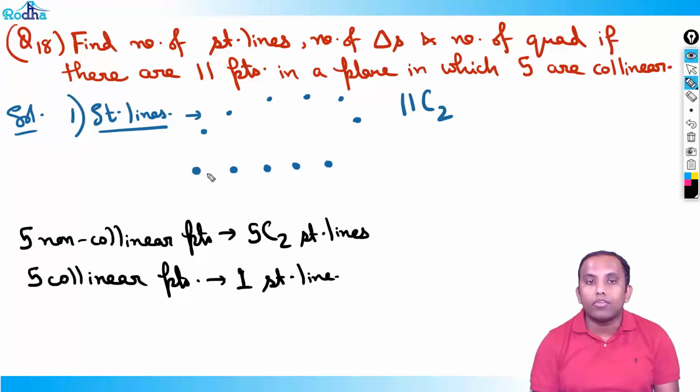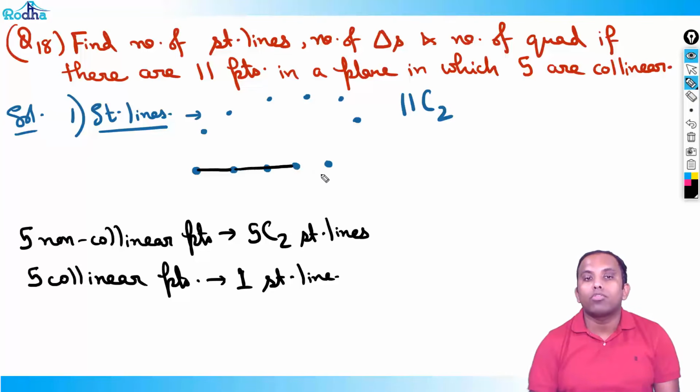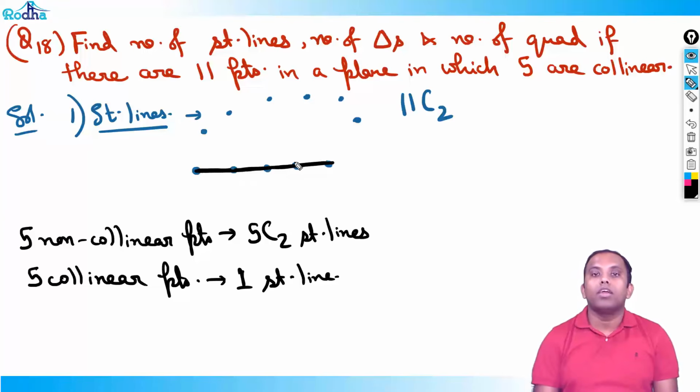There are 5 points here. If you join these 5 points, it is always equal to only one line. It doesn't matter which way you draw. You can draw from 1 to 2, from 2 to 4, from 3 to 5, from 5 to 1. Ultimately it looks like a single line. So that's why 5 collinear points are equal to only one straight line.